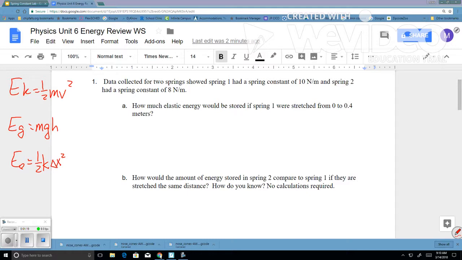So it's simply a matter of putting in the elastic energy formula, equals 1/2 k delta x squared, plugging in the numbers: 1/2, and our spring constant is 10 newton meters. And our displacement is from 0 to 0.4, so that's simply 0.4 meters squared. And if we plug those numbers in, we come up with a value of 0.8 joules.